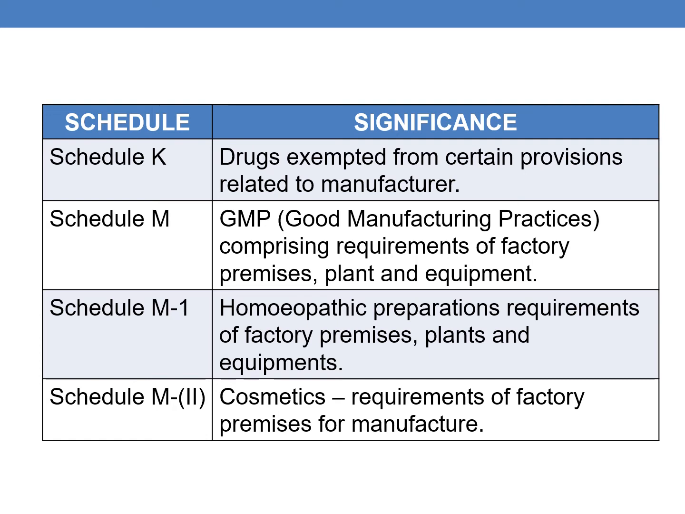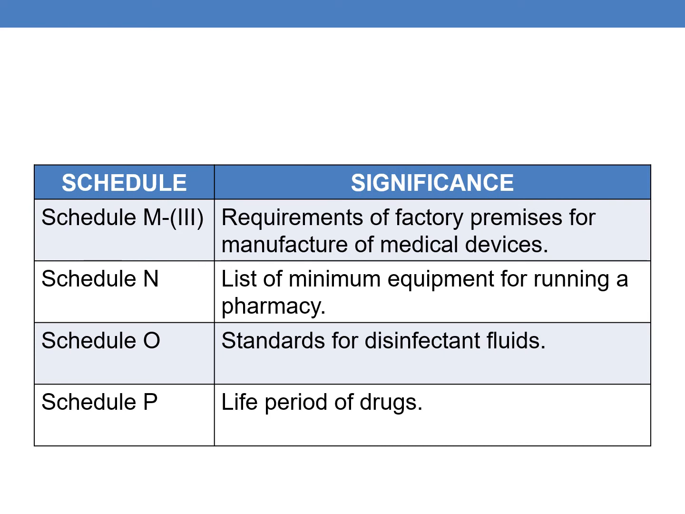Schedule M1 deals with homeopathic preparation requirements of factory premises, plants and equipments. Schedule M2 deals with cosmetics, requirements of factory premises for the manufacturer. M deals with good manufacturing practices, M1 deals with homeopathic preparations and M2 deals with cosmetic preparations. M3 deals with the requirement of factory premises for the manufacture of medical devices.